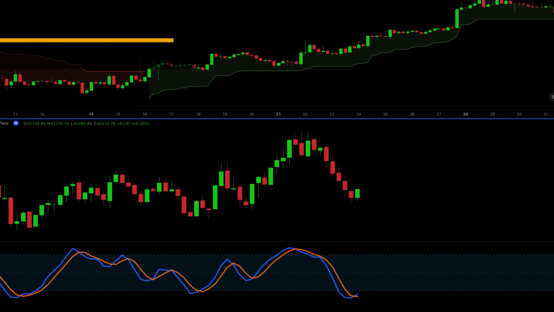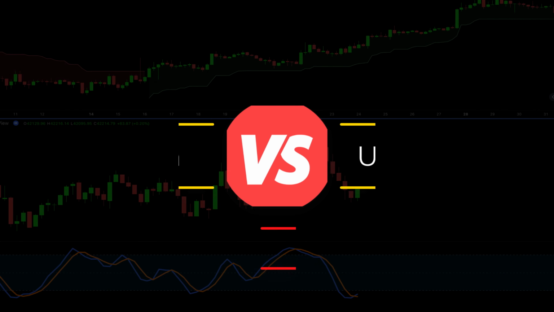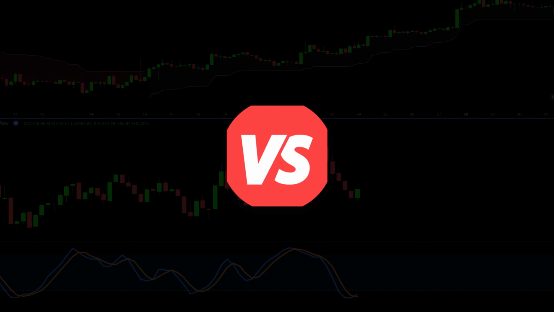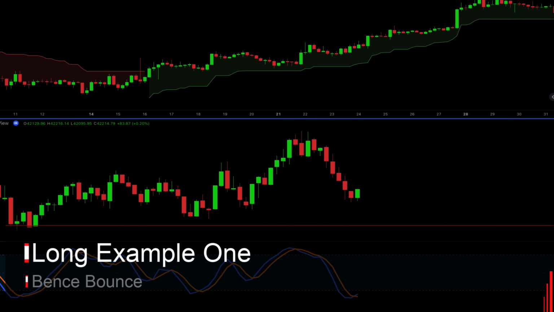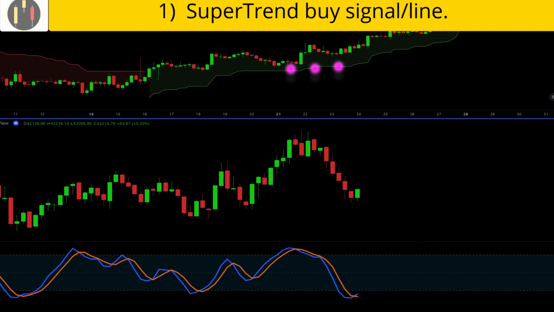Let's go over entry criteria and review some examples. As always, system rules and details are listed in the description below. This chart is Bitcoin versus the US dollar, 4-hour candles on the top chart and 15-minute candles on the bottom chart. The rules to enter a long on the Benz Bounce are: first, we can see that the Supertrend is in a bullish phase on the 4-hour chart.